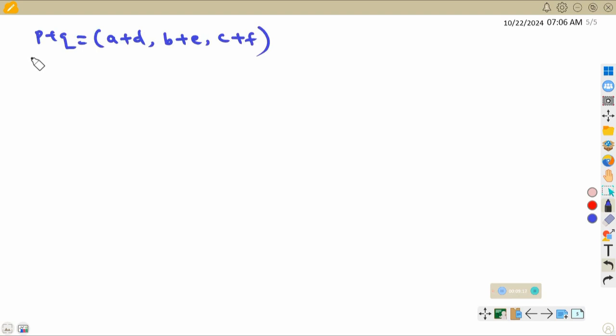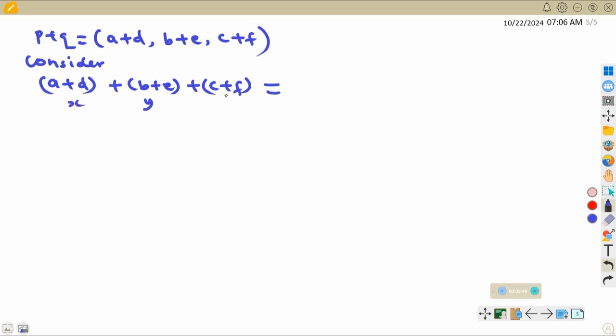So we shall consider the left hand side. We need to consider what A plus D plus B plus E plus C plus F will be. We need to show that this is equal to 3. If it does not, then it means P plus Q does not belong to S. So A plus D is the X component, this is the Y component, this is the Z component of P plus Q. In other words, we are getting X plus Y plus Z, and we want to see whether it will give us a 3.